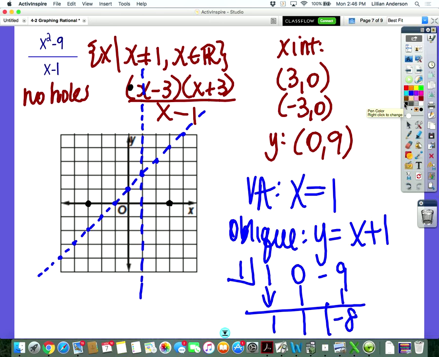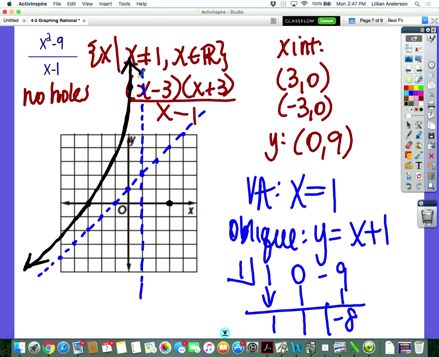Question. If the oblique asymptote is y equals x plus 1, then you should go right 1. No, it goes up 1. Oh, up. Oh, I see now. Now the curves, you connect through your y-intercept and through your x-intercept here. Does everybody see that?